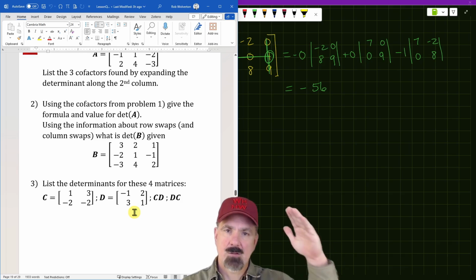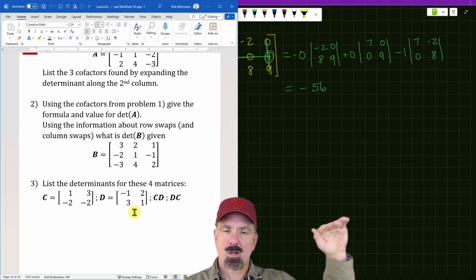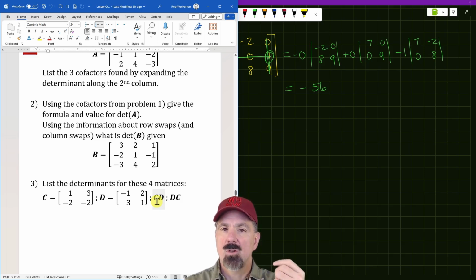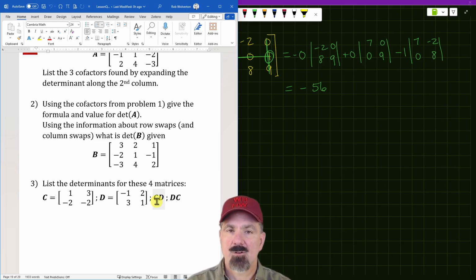Make sure you've got it down, right? This product minus this product. And then also look at when you multiply these matrices together, what do we end up with for determinants? Because this is one of the most important results that we're going to have from chapter 5.